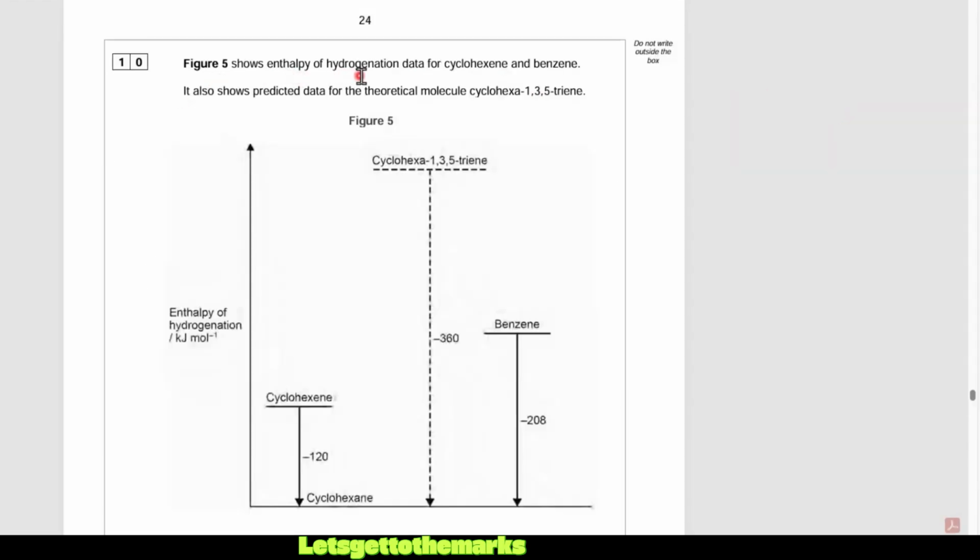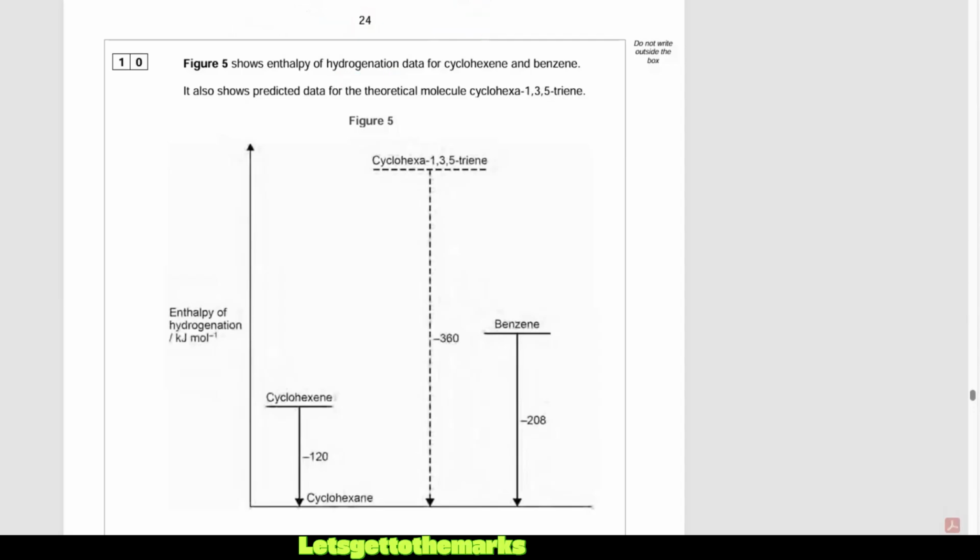So why don't you grab your paper, pen, and have a go. Figure 5 shows the enthalpy of hydrogenation data for cyclohexene and benzene. It also shows the predicted data for the theoretical molecule cyclohexa-1,3,5-triene. Now, just to remind you of what hydrogenation is, it's when you take a double bond, you add hydrogen across it, and you make it a single carbon-carbon bond. When you add hydrogen to something.